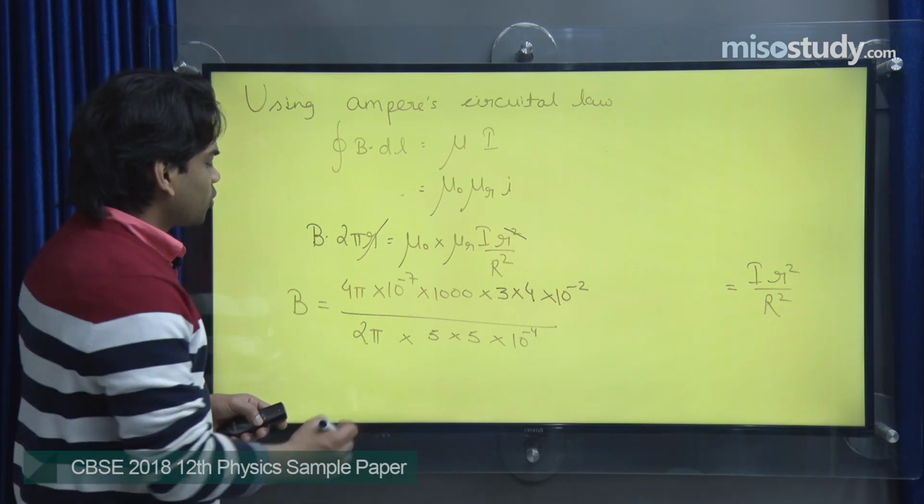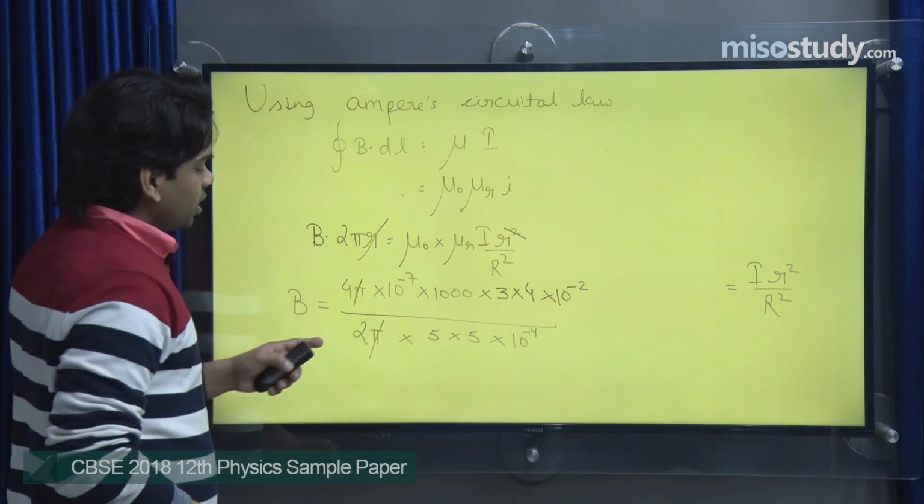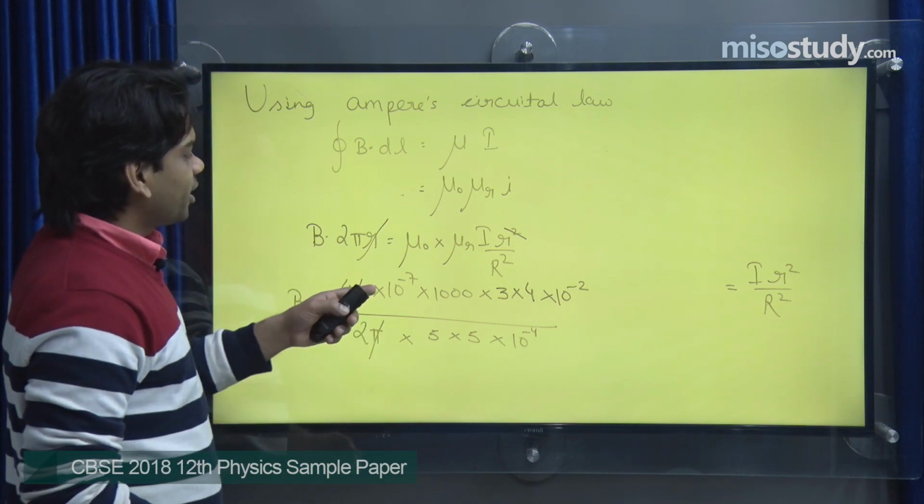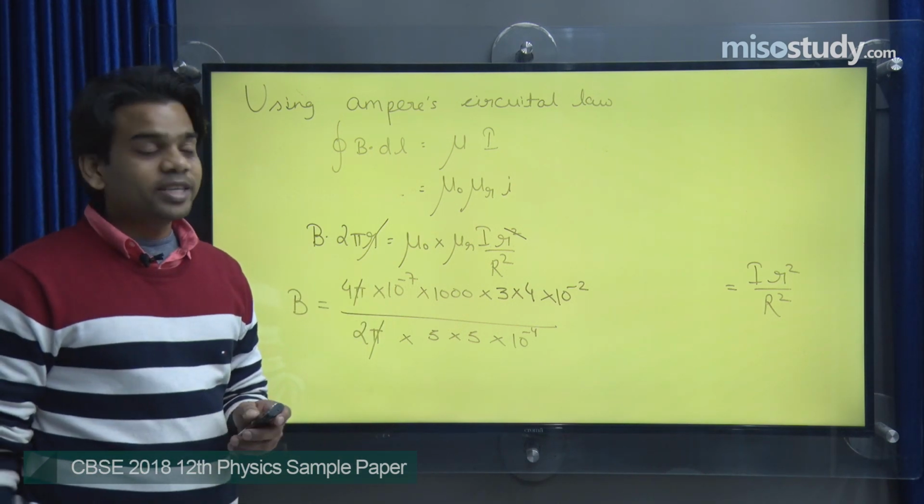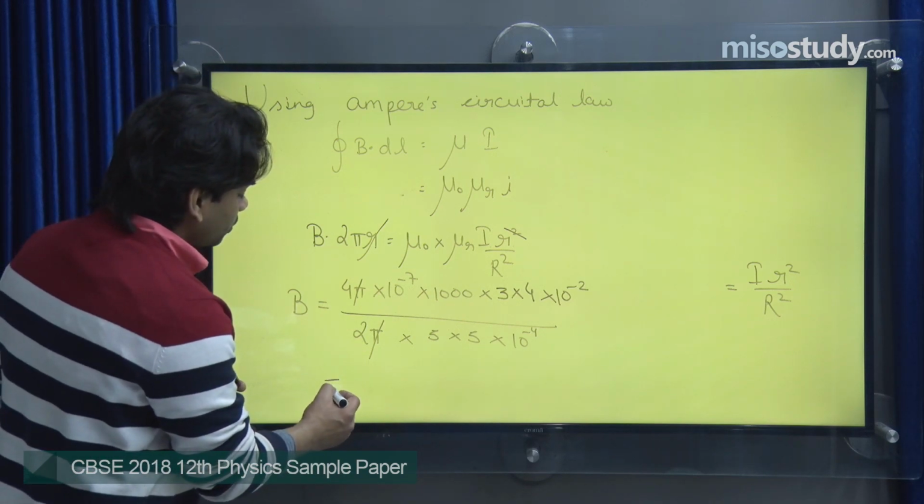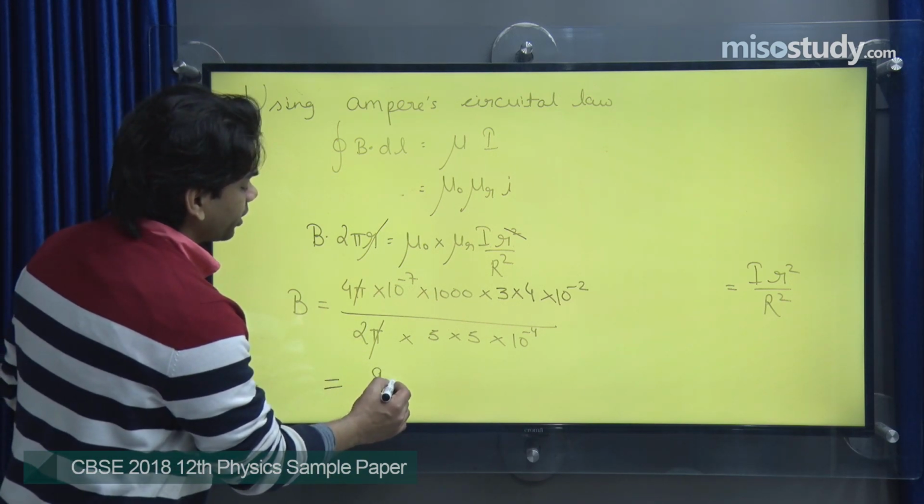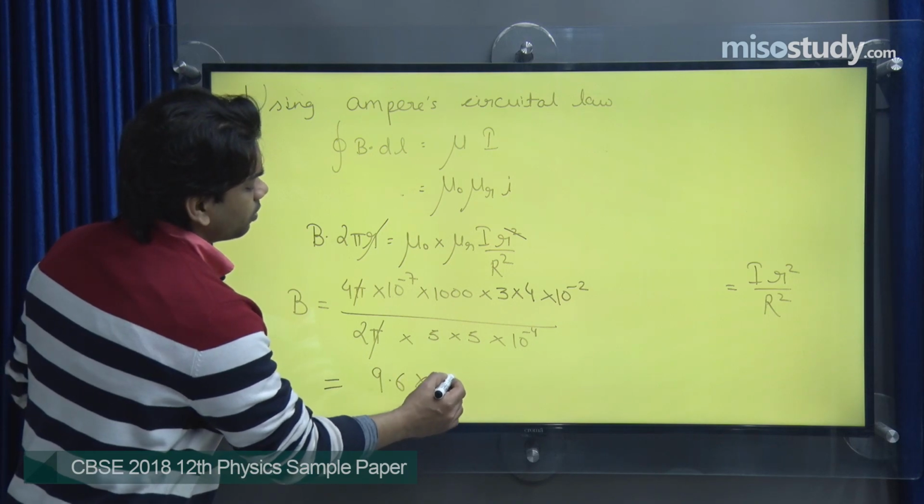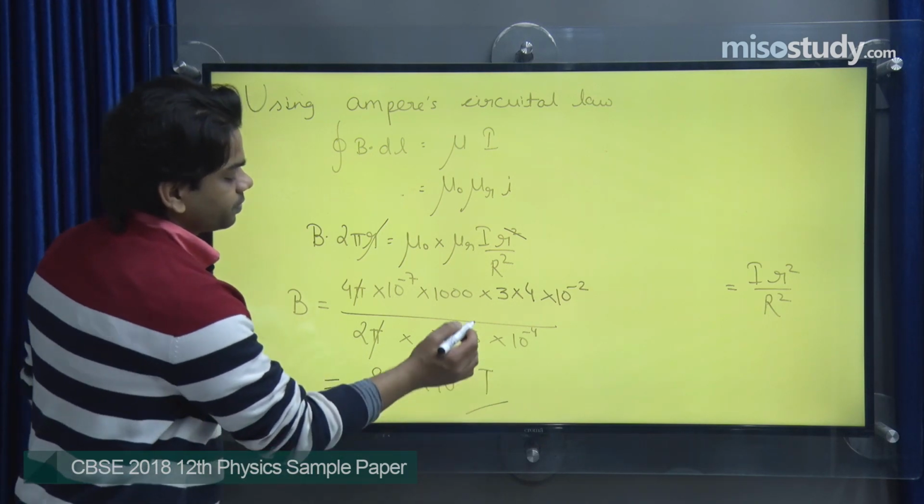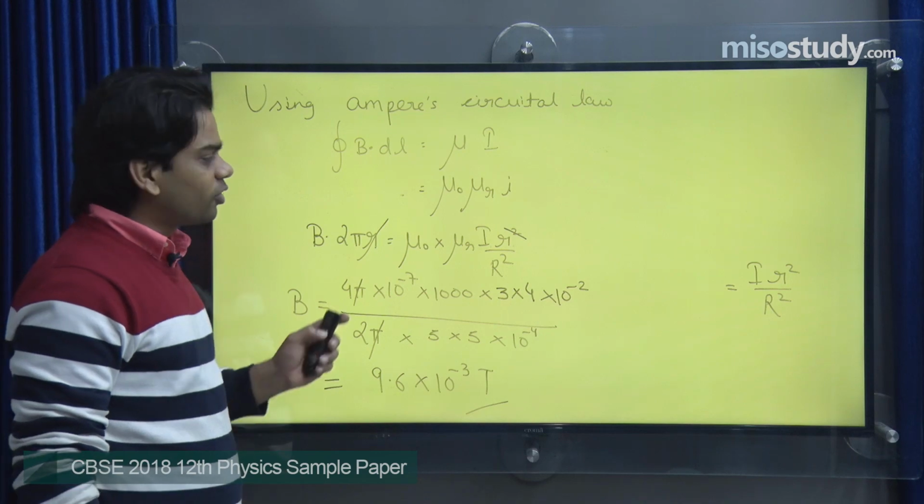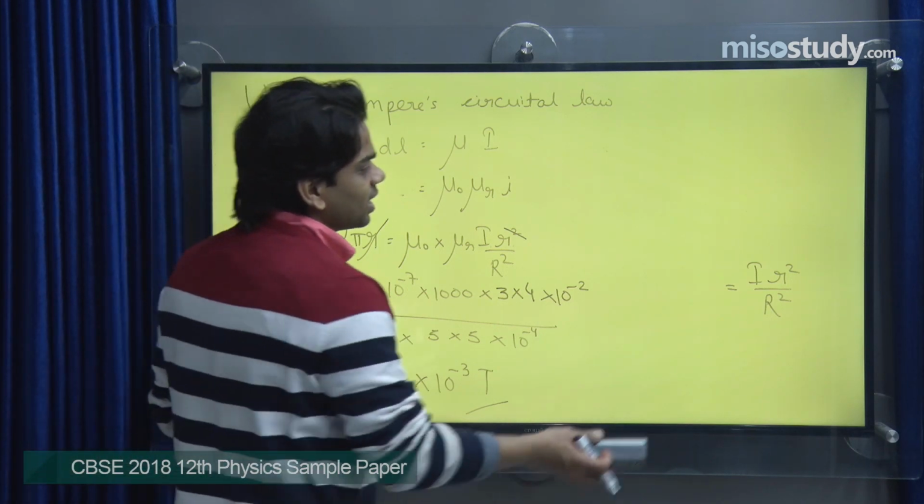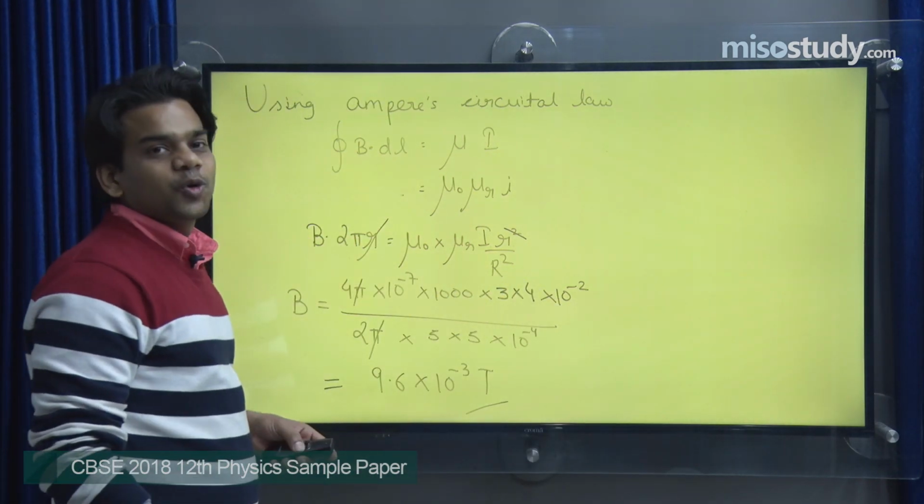Now, if you solve this, you will see that this pi and pi cancel out, this 2 will give 2 times here, and the rest of the things can be easily evaluated, and you can find out the numerical value, that will be 9.6 into 10 to the power minus 3 Tesla. You can check the numerical value after calculation. You will get this much as the answer for this question.